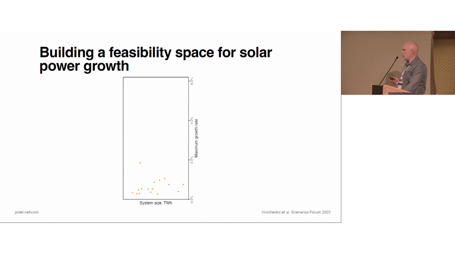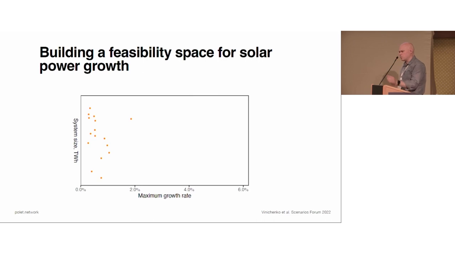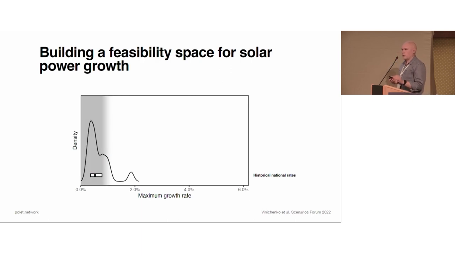So we can start with our national maximum growth rates. These are the rates for solar. Let's just put it on a side. We can measure the density of these rates. And here the line represents the density, and the box below is the interquartile range with a thick median in the middle. Then based on this density, we can construct a simple one-dimensional feasibility space like this, where the darkest shade is the area where the frequency of historical precedence is the highest, and the white area is where no historical precedent is found at all.